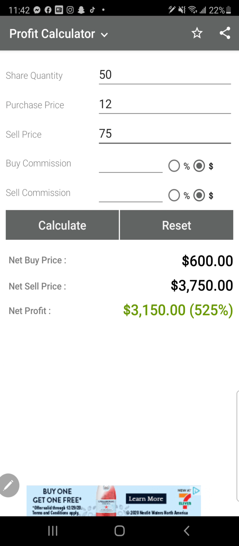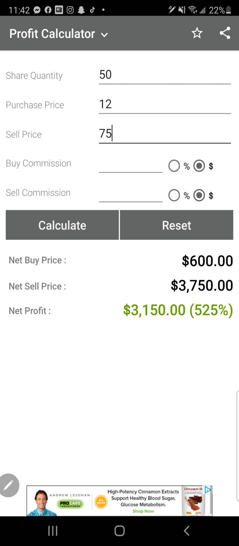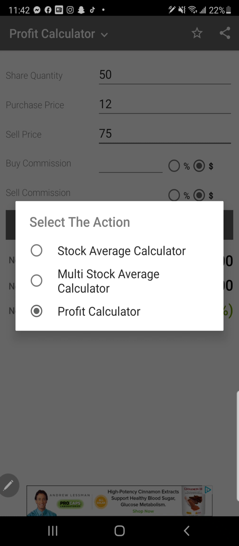I want to know what my money is going to look like in the future if it hits a set dollar amount. Granted, I do have my template that calculates these things for me as long as I input these type of numbers. I have a lot more information on the template. But if you just want to use your phone and get a quick estimate of the projection, you have that option now. And at the same time, you have the stock average calculator.